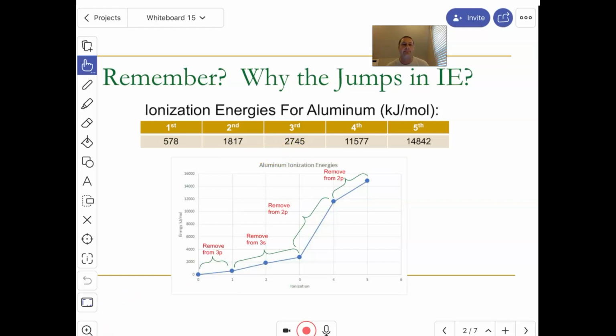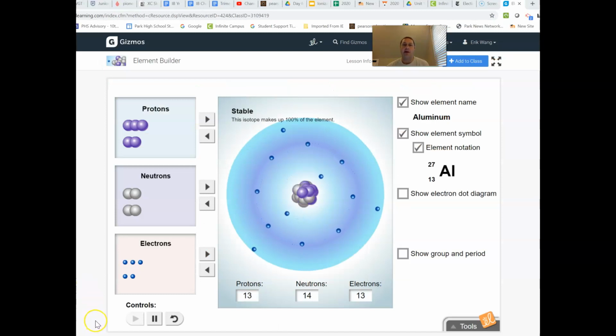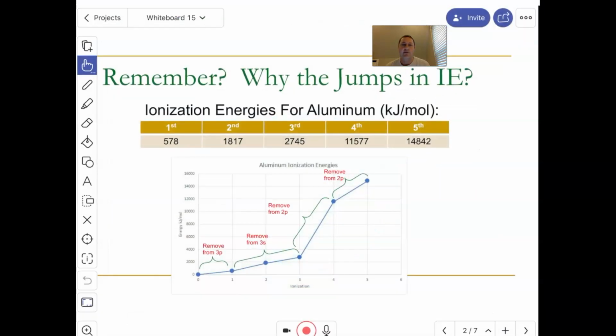Let me pull that up. Okay, here it is. Here's the Bohr model for aluminum. And when we go back and look, hey, there's 3 electrons in that outer ring circling around here. So what's kind of going on? Let's go back to the screen. And, oh yeah, there's a jump because I was removing these first 3 electrons, and now I'm removing the 4th one from the next ring in.